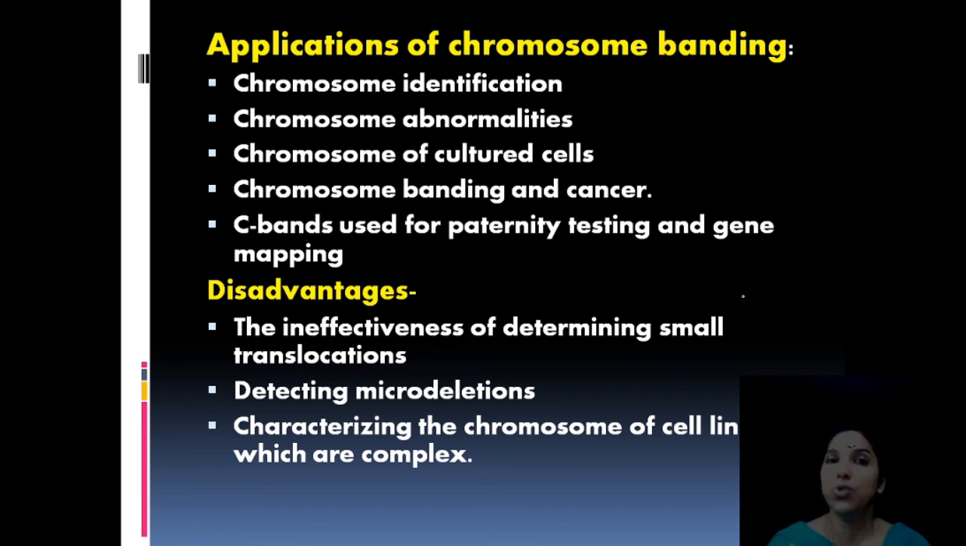C banding is usually used for paternity testing and gene mapping. All these are advantages. The disadvantages are ineffectiveness in certain cases, especially translocations, failure in detecting micro deletions, and difficulty characterizing the chromosomes of complex cell lines. In such cases we cannot characterize the cell lines. So these are the applications of chromosome banding and its disadvantages.